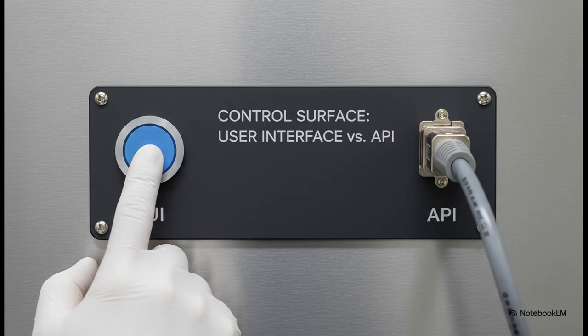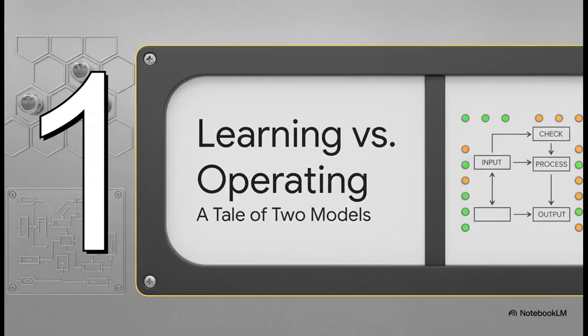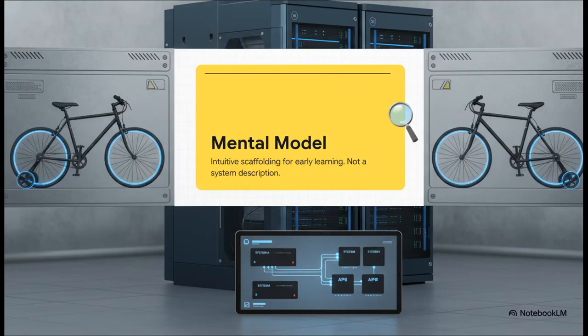On one hand, you have the user interface, the UI, the buttons and menus you click, and on the other, you have the application programming interface, or API. They look and feel totally different because, well, they were built with completely opposite goals in mind. To really get this, we need to talk about two different ways of thinking about a system. There's a model designed to help you learn it, and a whole other model designed to help you operate it safely and with precision.